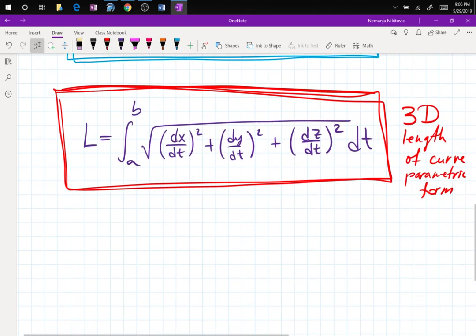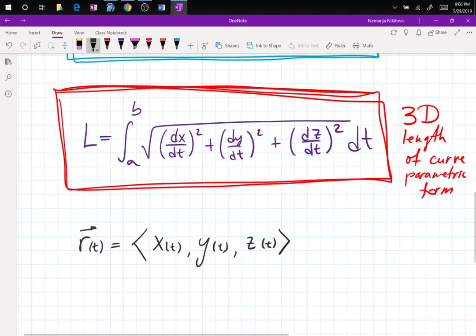So now, how do we use this? Well, it's fairly simple, actually. You have your vector r of t given. What is that vector? Isn't that vector x of t, y of t, z of t?